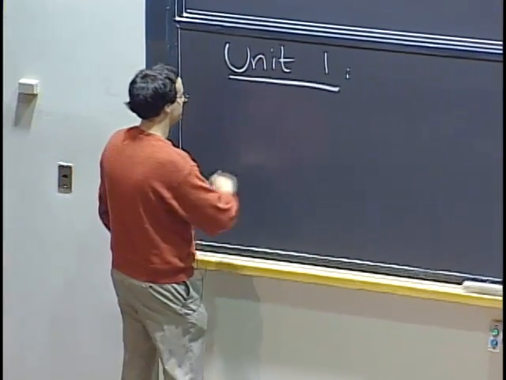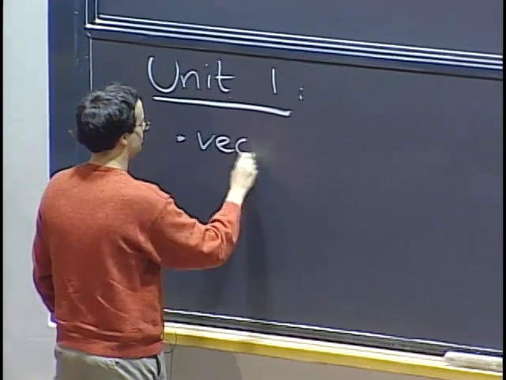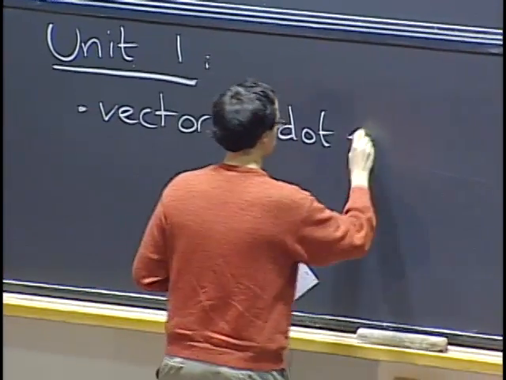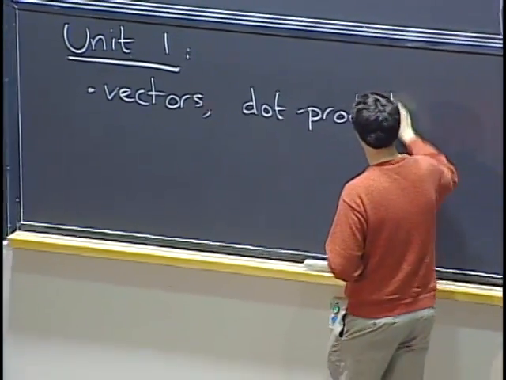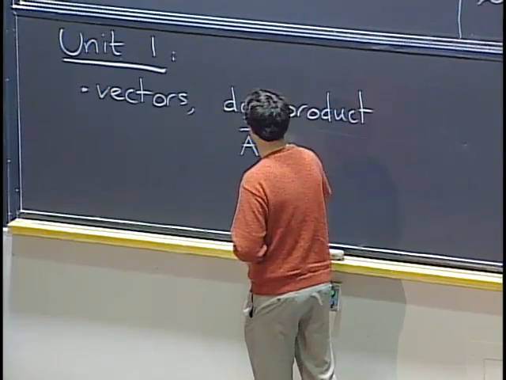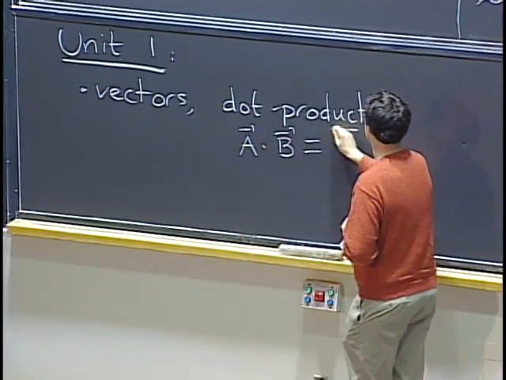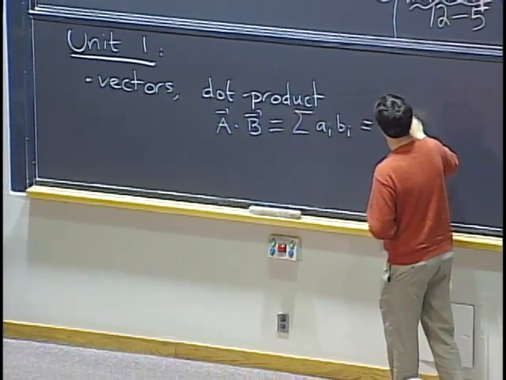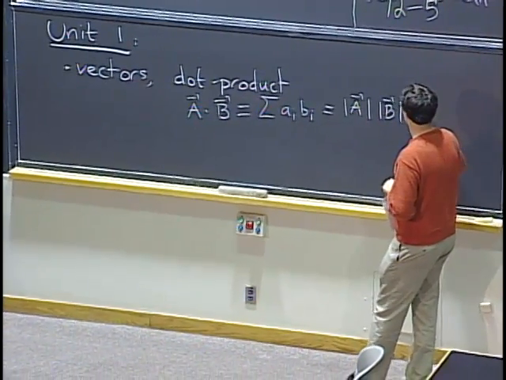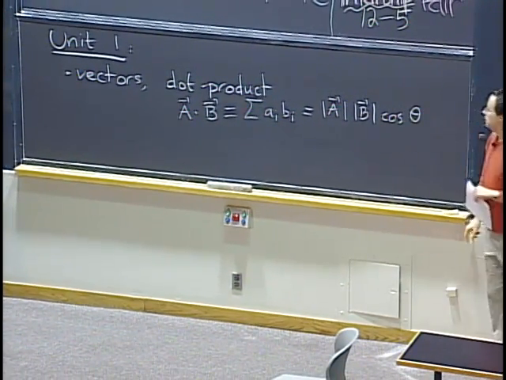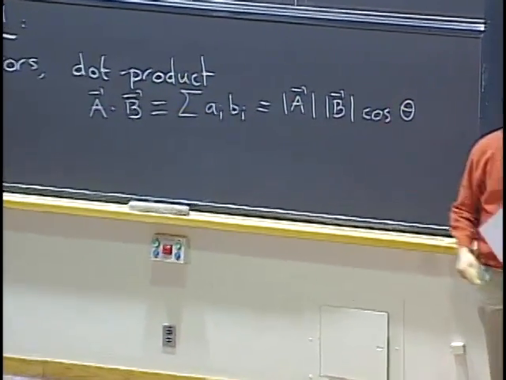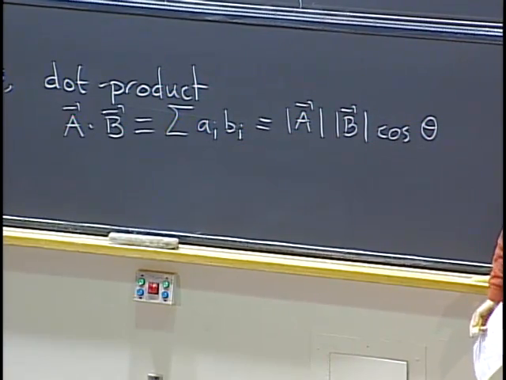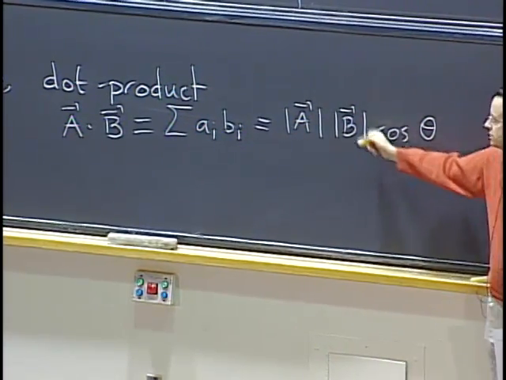So the first things that we learned about in this class were vectors and how to do dot product of vectors. So remember the formula that A dot B is the sum of AI times BI, and geometrically it's length A times length B times the cosine of the angle between them. And in particular, we can use this to detect when two vectors are perpendicular. That's when their dot product is 0. And we can use that to measure angles between vectors by solving for cosine in this.